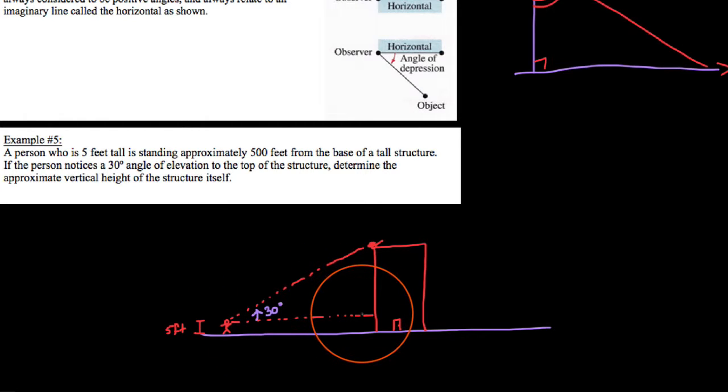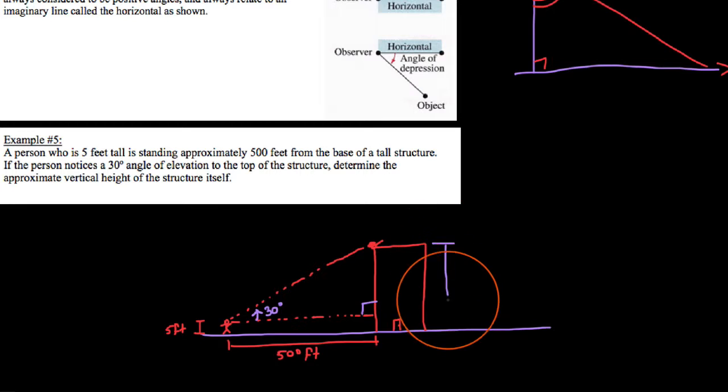So what we have is this tall object here. We know that this person is standing, for the sake of simplicity, approximately 500 feet from the base of this tall object. So in terms of what we observe here, we have this right triangle, since what we want to do is find the approximate vertical height of this building.